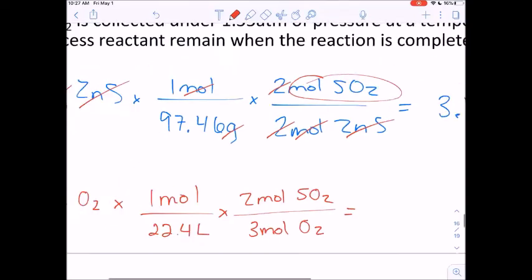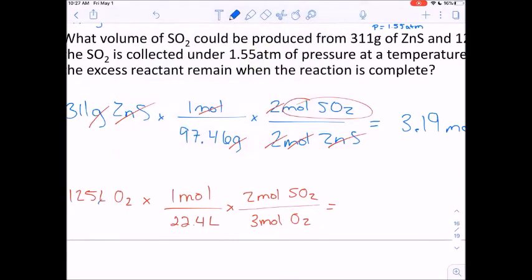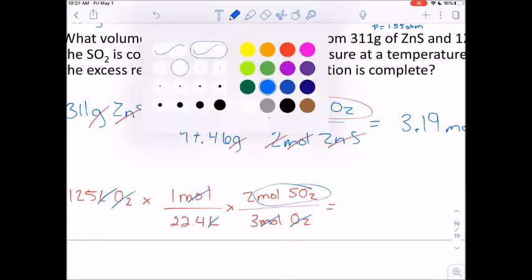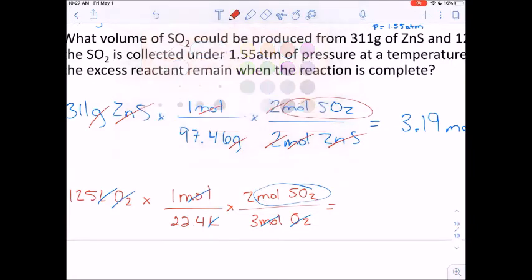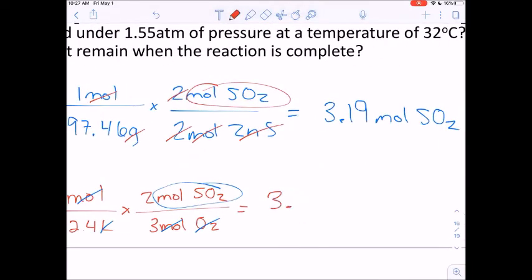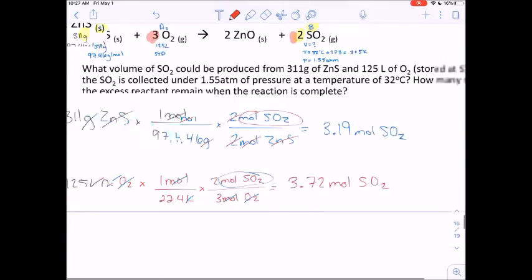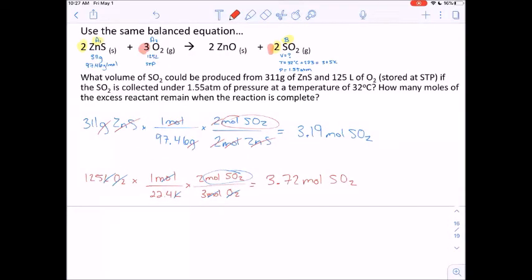So now I'm going to do my unit cancellation here. Liters cancels with liters, moles cancels with moles, O2 with O2, and I'm left in moles of SO2, which is what I want to be in so that I can compare these two values. I plug in and I solve, and I end up with 3.72 moles of SO2.